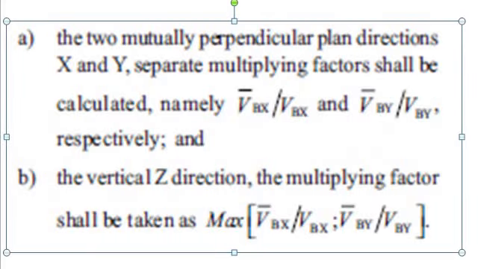the two mutually perpendicular plane directions x and y. Separate multiplying factors shall be calculated, namely VB bar by VB in the x and y directions respectively, and in the vertical direction z, the multiplying factor shall be taken as the maximum of VB bar by VB in the x and y directions.